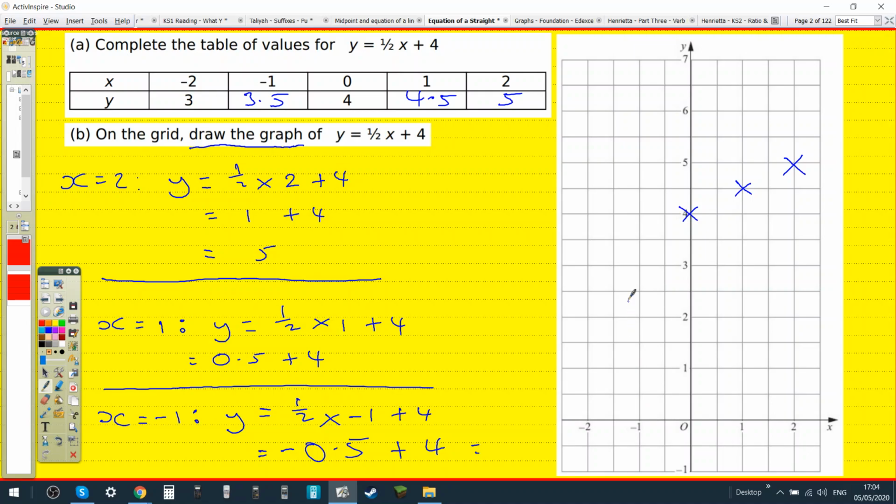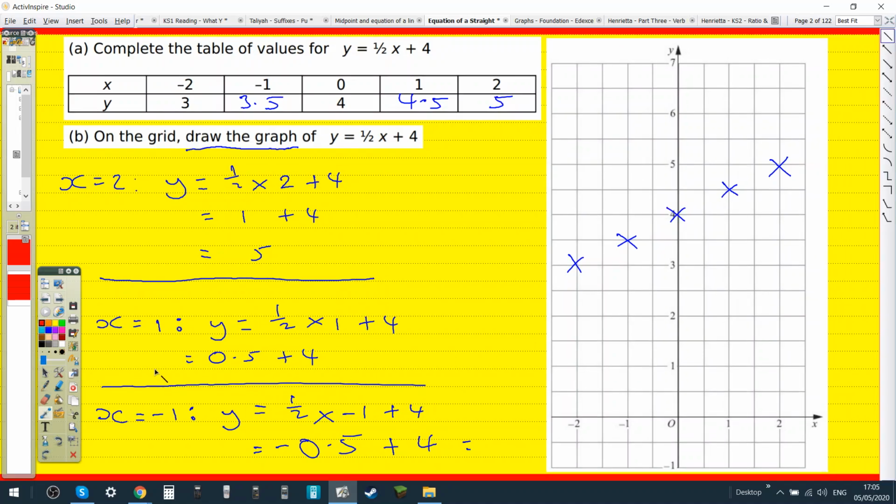So 3.5 is halfway between 3 and 4. Then minus 2 and 3. And what if one of the x's was, let's say, here or something? You would be able to tell that it's not correct, because it's a straight line. Yes, you're right.